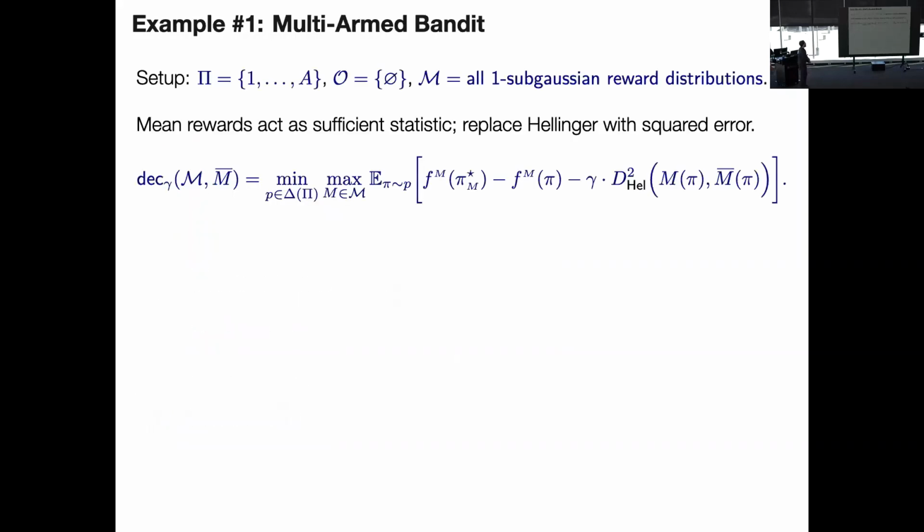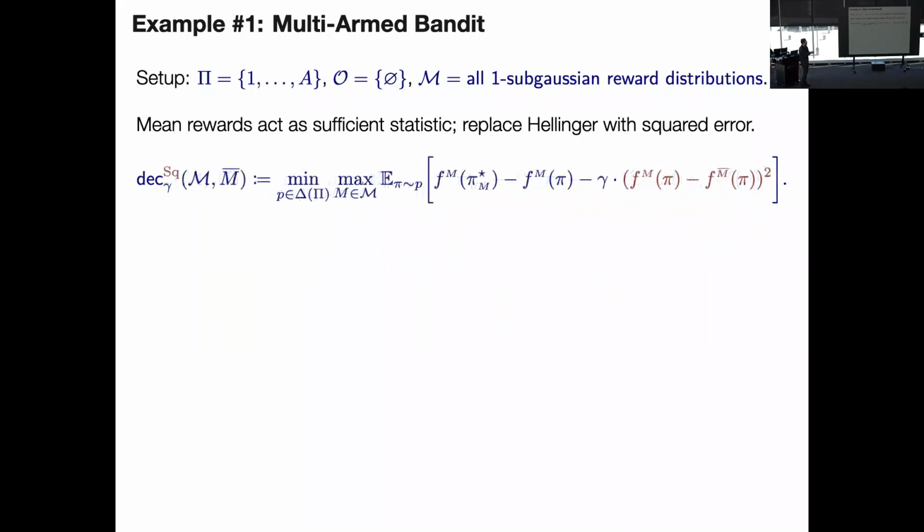So we're going to start by just coming back to this multi-armed bandit. Again, this is just a setting where we've got a finite decision space, 1 through big A. The only observations are rewards. I'm displaying the full DEC here, but what it actually turns out is that for this setting, you can simplify it by replacing the Hellinger distance with just the squared error between the means. So this is equivalent to the original version up to constants.